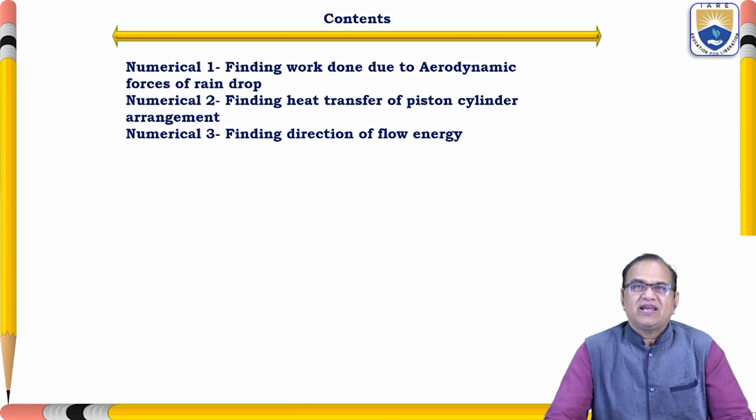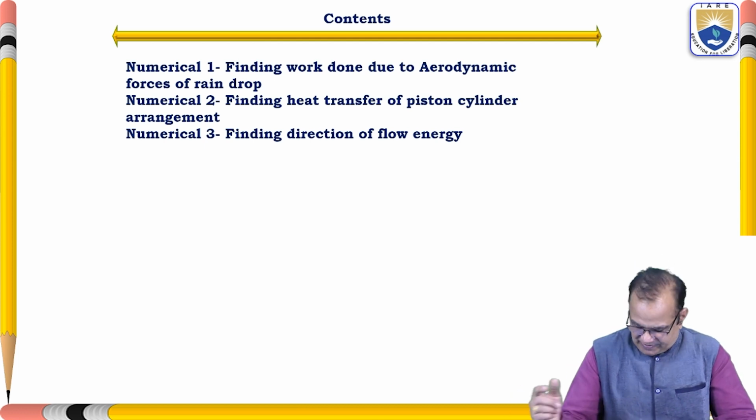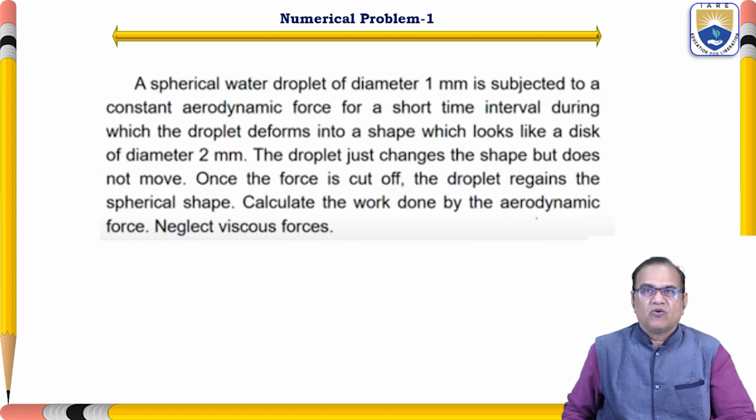Numerical number 3 is finding the direction of the flow energy. So how the direction of flow energy can be obtained with the help of entropy relations. In this we will be handling the direction of the flow.